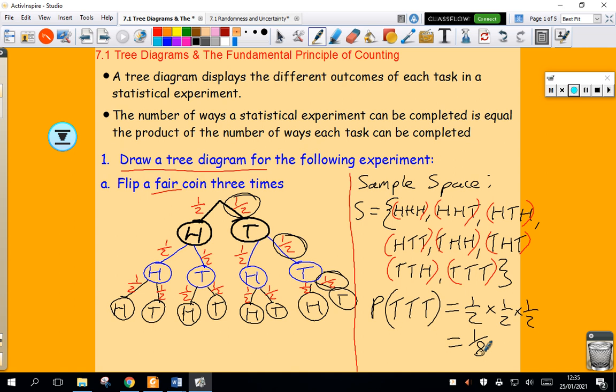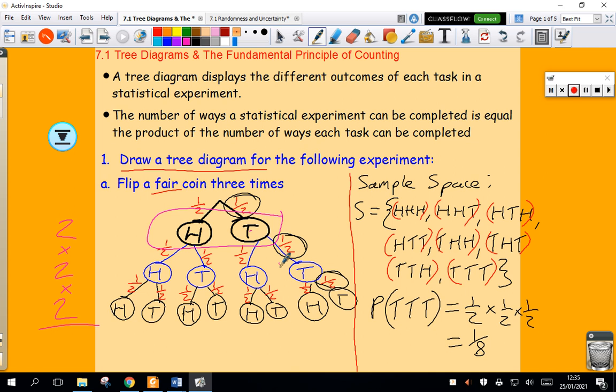So a tree diagram just shows me all the different outcomes for each task in a statistical experiment. Remember, there's the different outcomes for task 1. In task 2, the outcomes are heads or tails. In task 3, the outcomes are heads or tails. Look at the total number of possible outcomes. There were 3 tasks: 2 ways I can complete task 1, 2 ways I can complete task 2, and 2 ways to complete task 3. But as I build this tree diagram, we're doubling the number of outcomes each time. So 2 outcomes from 1 flip of a coin, but 4 possible outcomes from 2 flips of a coin.